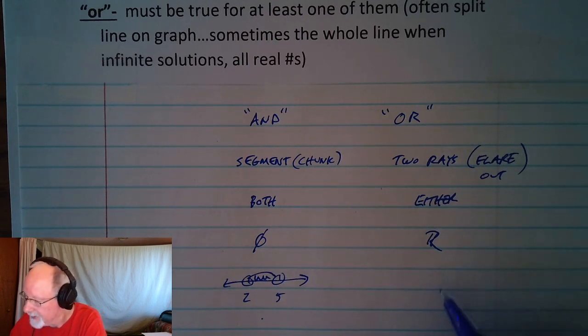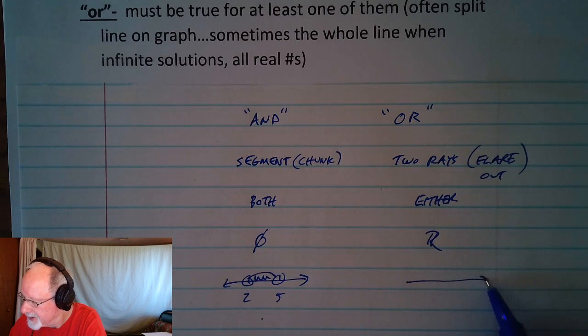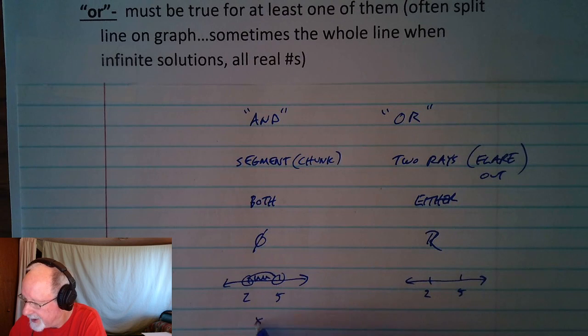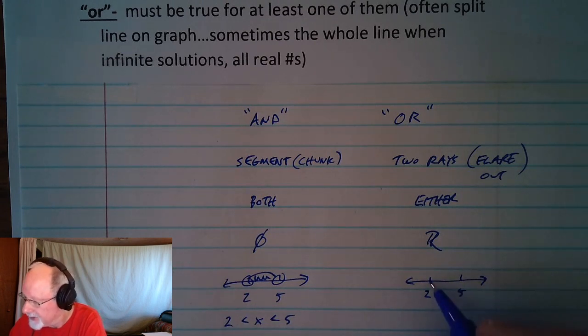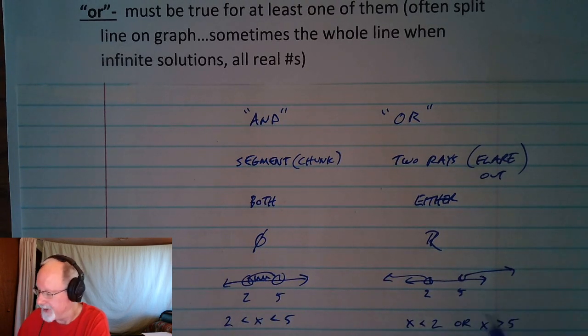The or kind, that flare out idea that I was mentioning, if we had those same numbers 2 and 5, so this would be x is between 2 and 5. That's typically how we write this. This is the fast way of saying x is greater than or equal to 2 and x is less than or equal to 5. If we had those same crucial points with an or kind of problem, typical one, we'd say x is less than 2 or x is greater than 5. And so that's what I meant by flaring out towards infinity versus it being a segment or a chunk of the number line.